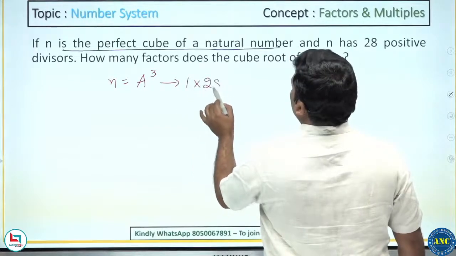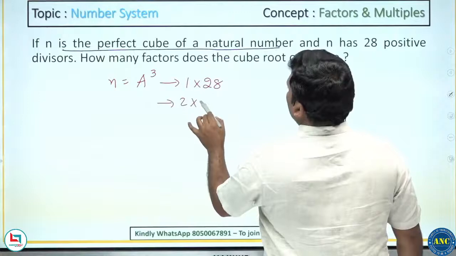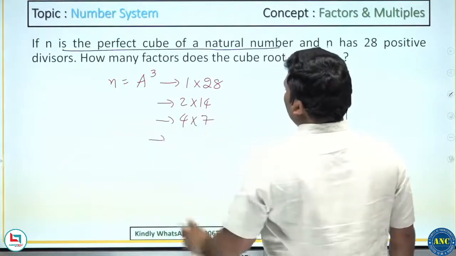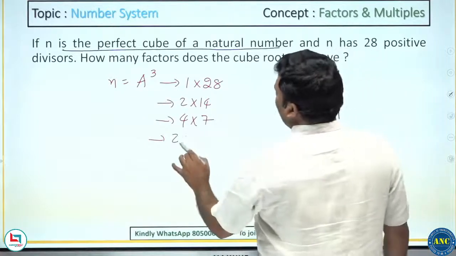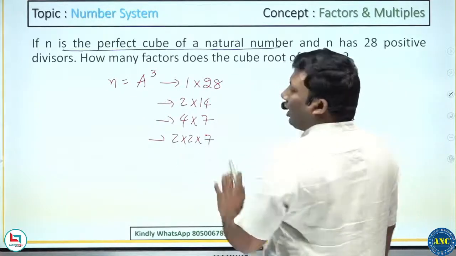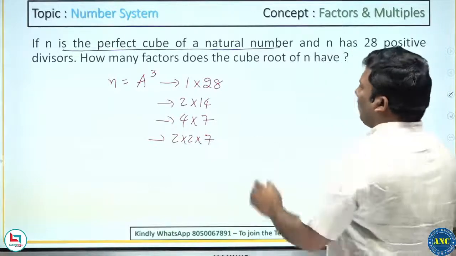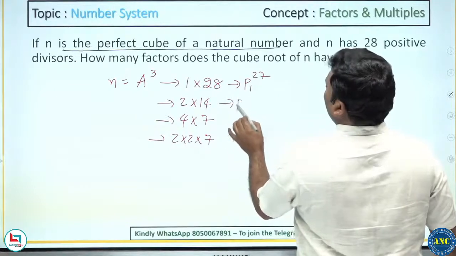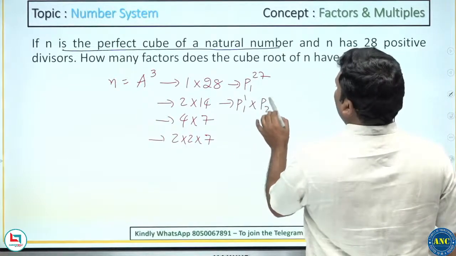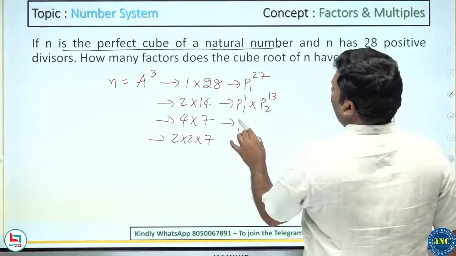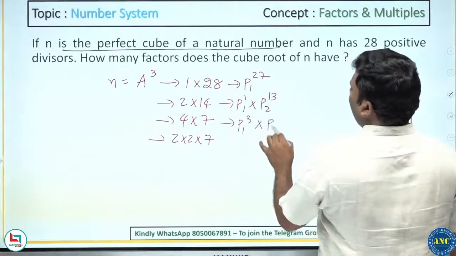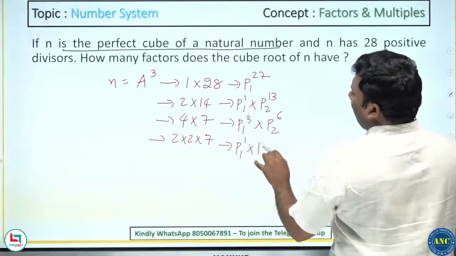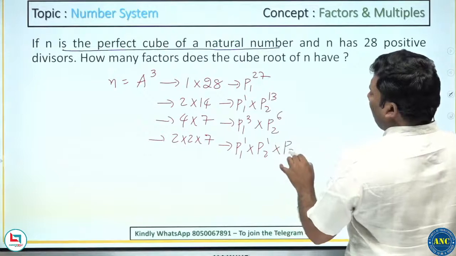So factors 28. 1 into 28, 2 into 14, 4 into 7, next one 2 into 2 into 7. All are prime numbers, so you can stop here. 28 means power will be 27. 2, power will be 1. 14 means power will be 13. 4, power will be 3. 7, power will be 6. So it will be P1 power 1, P2 power 1 and P3 power 6.